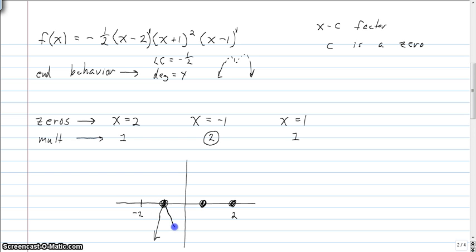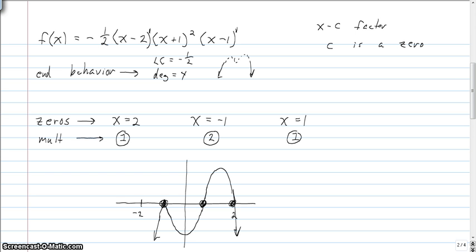Then at some point down here I've got to turn back around and come to this next 0, which is at +1. The multiplicity is odd, so I'm going to cross through. And then again at some point up here I've got to turn back around to go to my next 0, and at x equals 2 the multiplicity is odd, so I cross through, and that takes me to my right end behavior, which is also down.